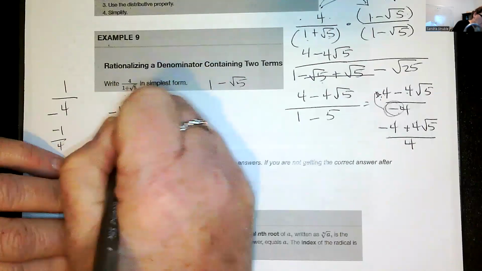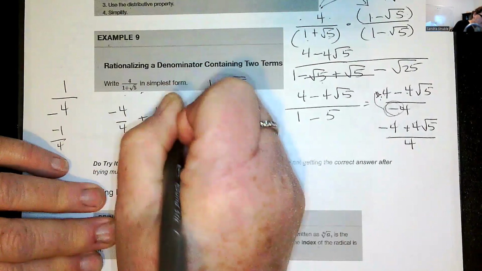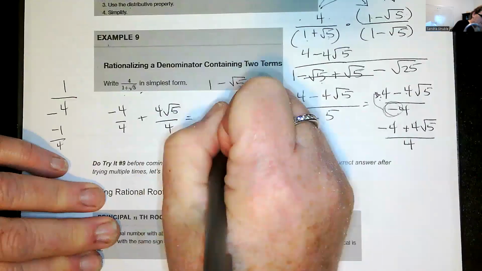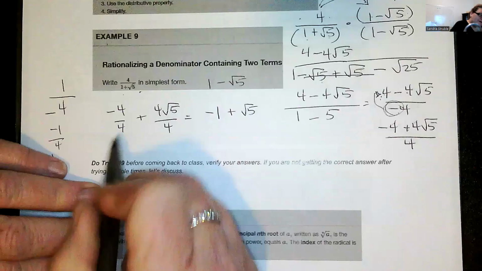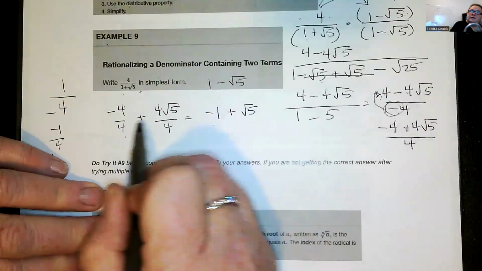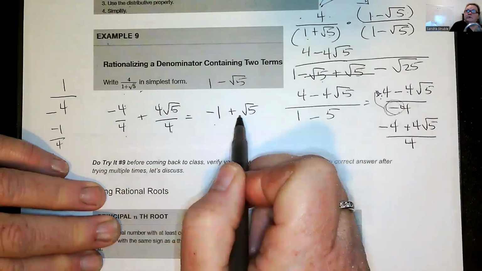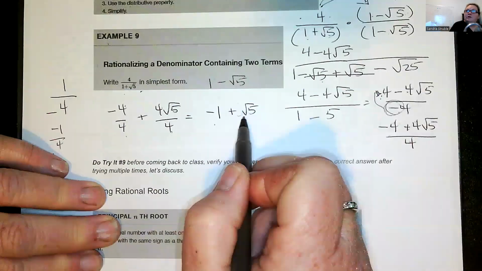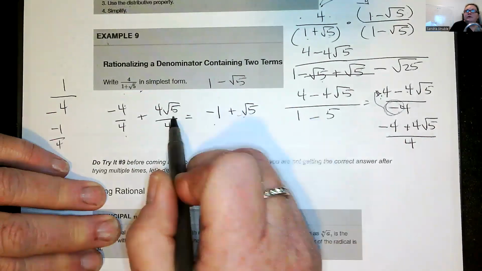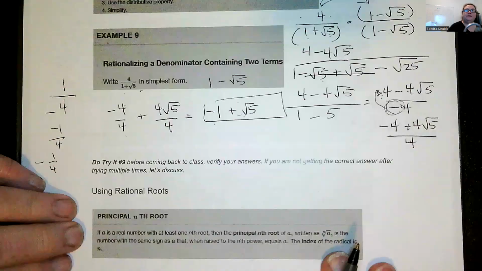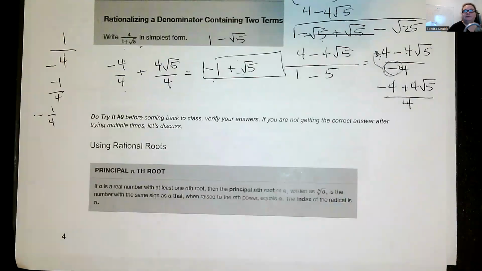Negative 4 over 4 plus 4 square root of 5 over 4 becomes negative 1 plus the square root of 5. 4 divided by 4 is 1, and it's negative, plus 4 divided by 4 is 1, which, anytime there's no number in front of the radical, is an assumed 1, and then square root of 5. So this is our final answer. Okay. All right, next one.